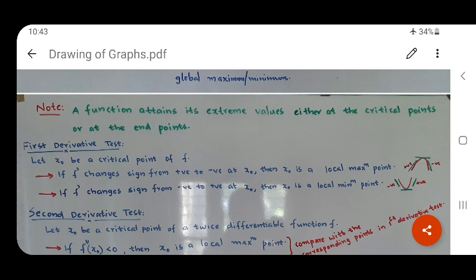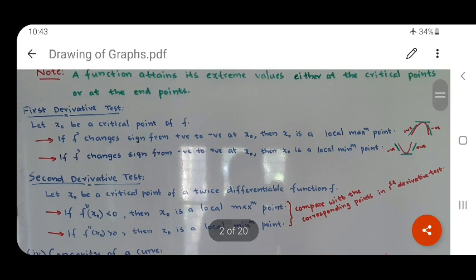So in the first case, f dash changes sign from positive to negative, meaning the values of f dash are decreasing, and hence its derivative, that is f double dash, must be negative. And if f dash changes sign from negative to positive, then it is increasing as it changes from negative to positive, and therefore its derivative f double dash must be positive. And this is the motivation for the second derivative test.